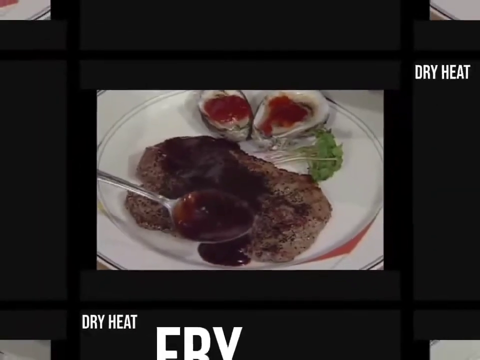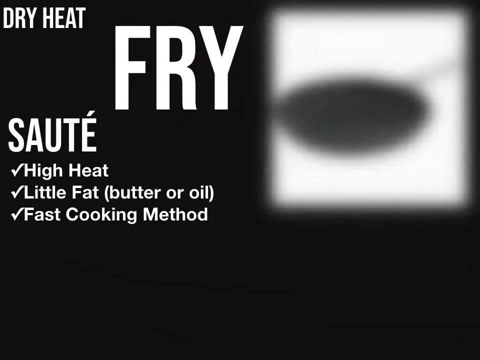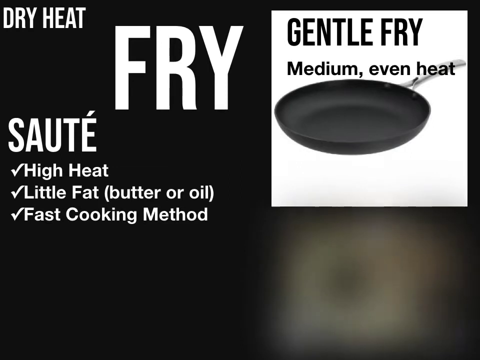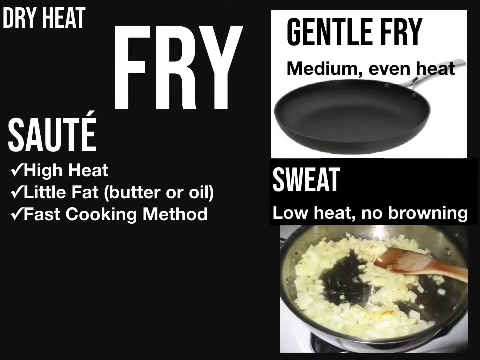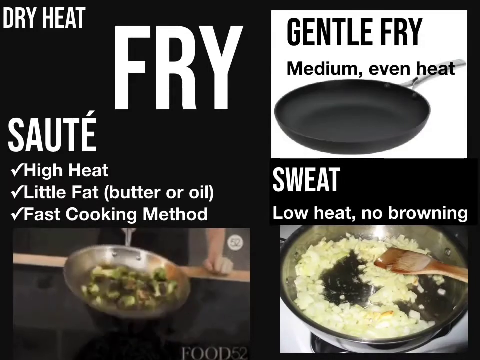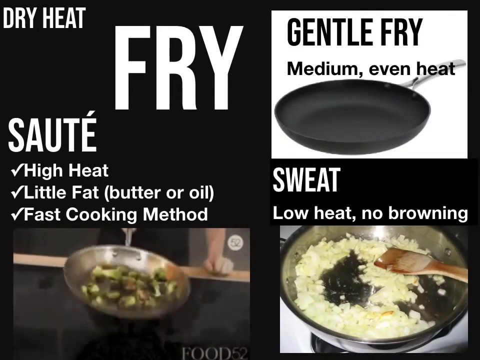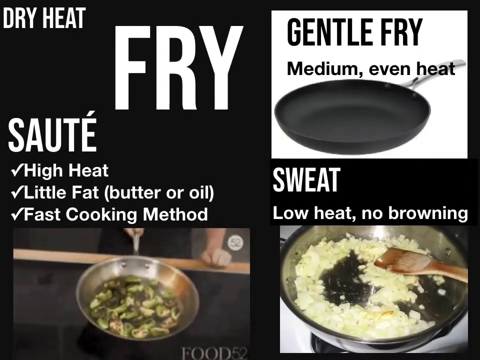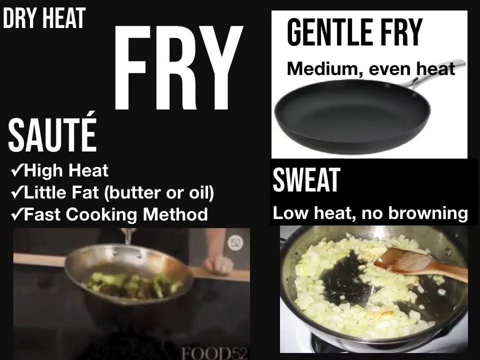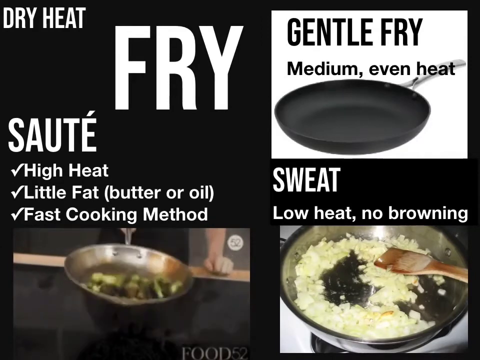And that takes us to frying. And we have 3 different levels of frying. We're going to start with sauté, which the French word literally translates to jump. And that's what we're doing. We're making the food jump around in a very hot, high heat pan. It's a fast cooking method intended to sear or brown the outside of food without cooking it all the way through.